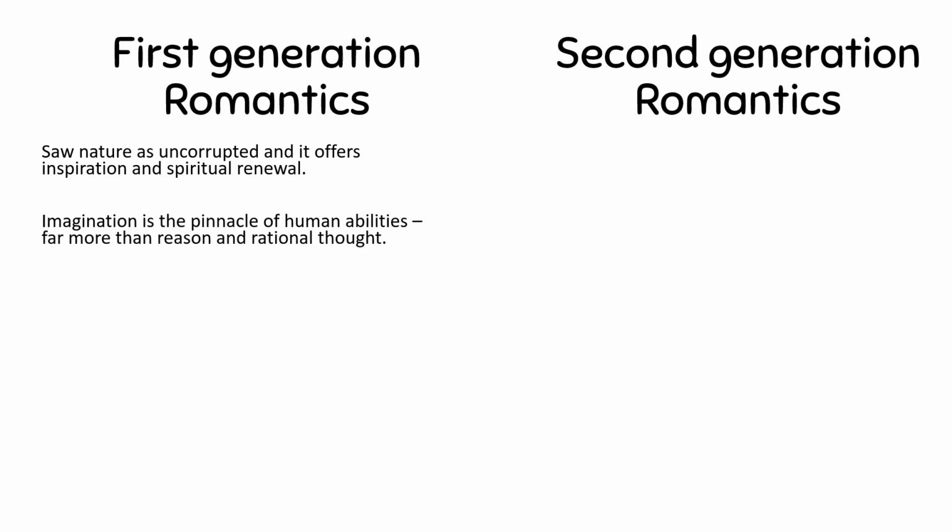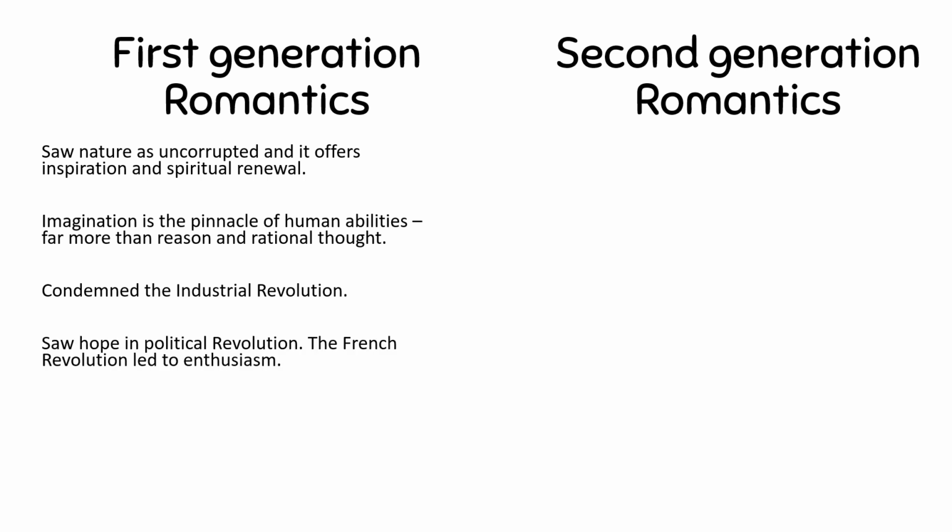First generation romantics felt that imagination was the pinnacle of all human abilities, far more than John Locke's theories of reason and rational thought and Immanuel Kant's views on what understanding is. And the first generation romantics were really rebelling against the Industrial Revolution. They saw it as an evil and they wanted to halt it, they wanted to turn it round.